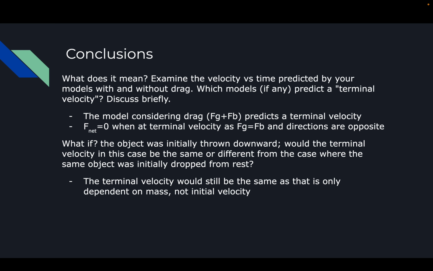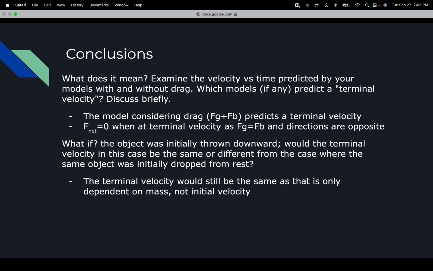What if the object was initially thrown downward? Would the terminal velocity in this case be the same or different from the case where the same object was initially dropped from rest? The terminal velocity would still be the same, as that is only dependent on mass, not initial velocity. Thank you.